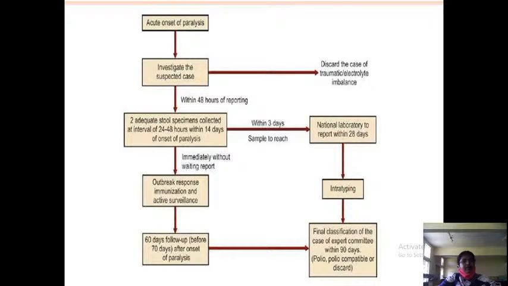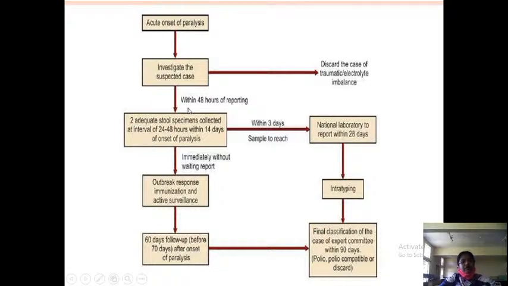But sometimes, if the child is on a ventilator, it is not possible, or if it's at a remote periphery, up to 60 days we can take the sample. Then once the sample is sent, you have to act as if it is an outbreak response immunization with active surveillance. Are there any other cases in the neighborhood? And keep following the child up to 60 days from the onset of the paralysis.